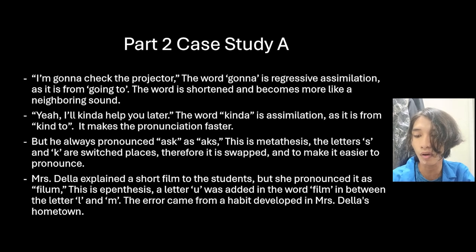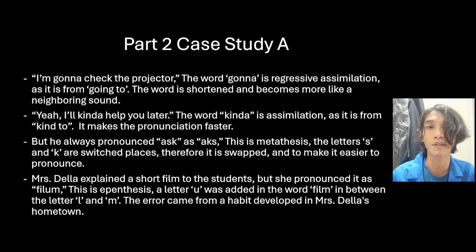The third is: ask is always pronounced as ax. This is metathesis. The letters S and K are switched places, therefore it is swapped, to make it easier to pronounce.